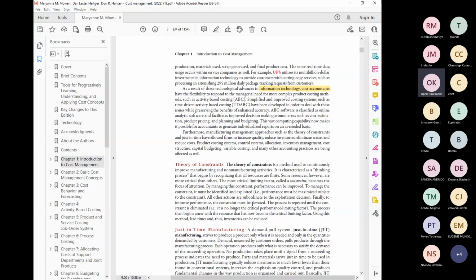So you need to make sure that if you are in business, you are faced with a changing environment. Because of the theory of constraints, the resources are constrained. What do we mean? Resources cannot cover each and every aspect of the organization. It is characterized by a thinking process that begins by recognizing that all resources are finite. Some resources, however, are more critical than others.